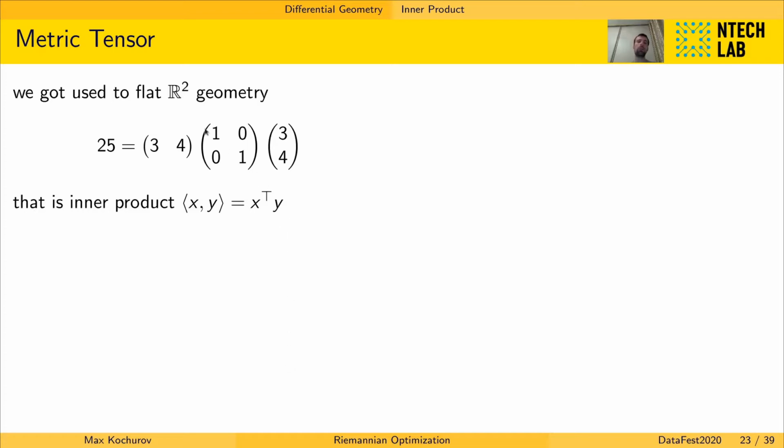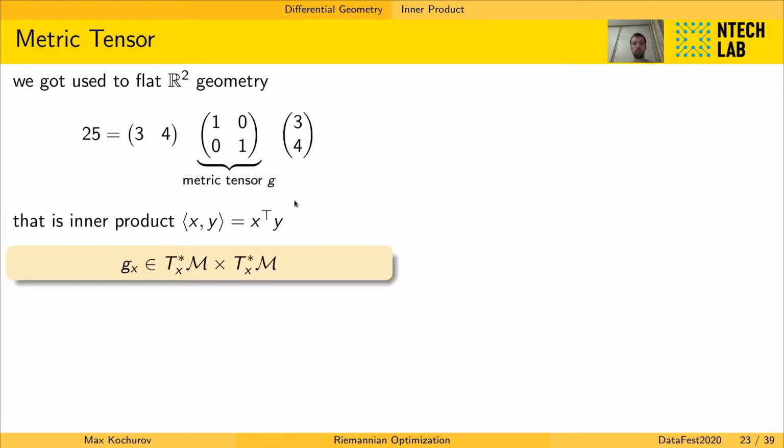And what we have is, for example, flat R2 geometry. The metric tensor we choose is the identity, and the inner product is the inner product we got used to. However, the metric tensor that's in between is still a tensor field, but it's a constant tensor field, and it still maps two tangent vectors to a real number.